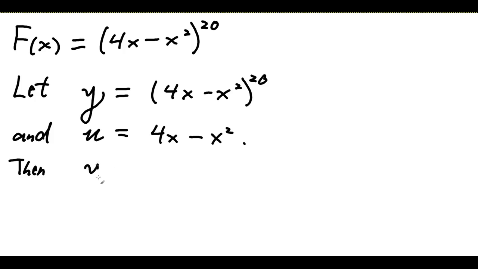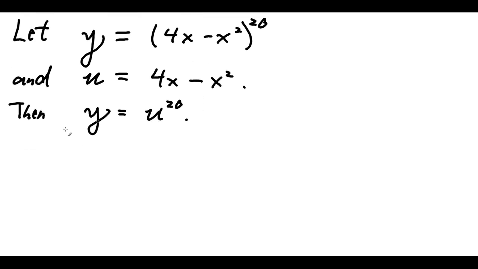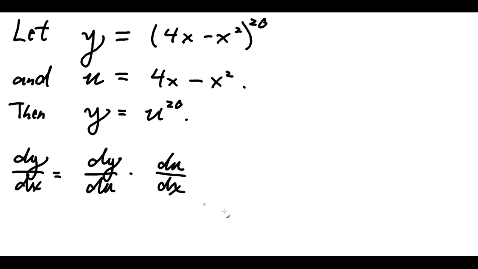With that notation, y now is u to the 20th. Now, if we look at u and y, u is a rather simple function of x. This is a polynomial. We know how to differentiate that term by term. y is a simple function of u. We can differentiate that. So if we want to find the derivative dy by dx, we have y as a function of u, so we can compute the derivative dy by du, and multiply that by du by dx, since u is a function of x. It's going to be that product.